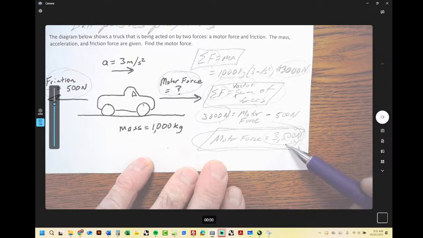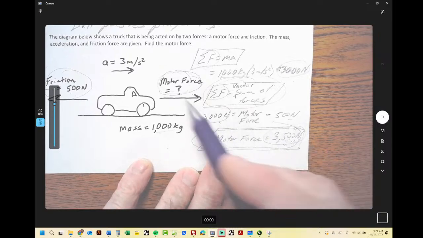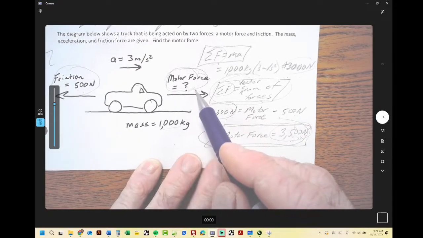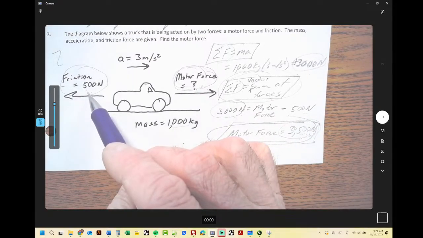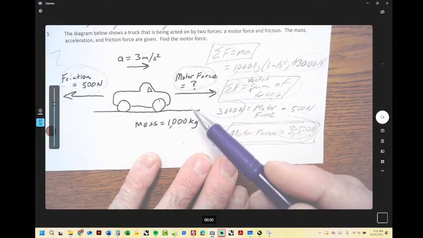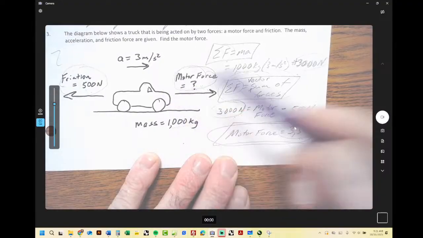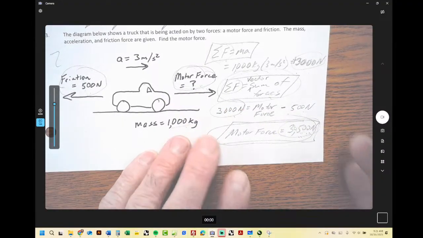So once you've got this answer, you could check it out. You could say, okay, 3,500, I'll put that here. 3,500 to the right, minus 500 to the left gives me 3,000. That's the net force. And the mass, 1,000 times 3 is 3,000, so it all checks out.